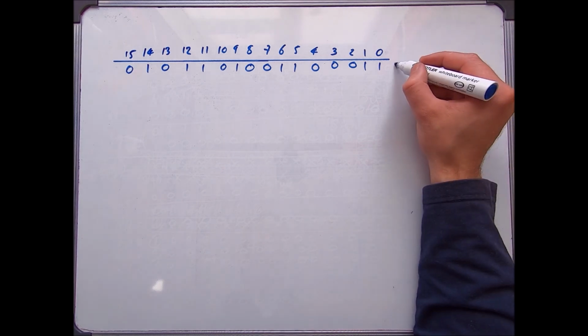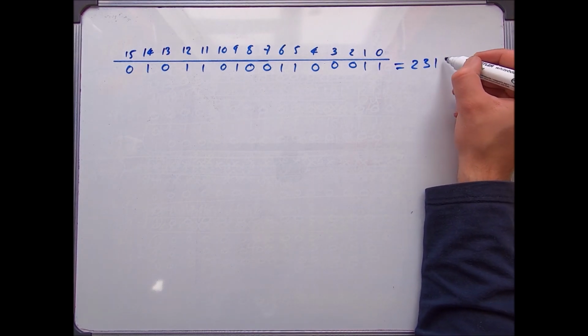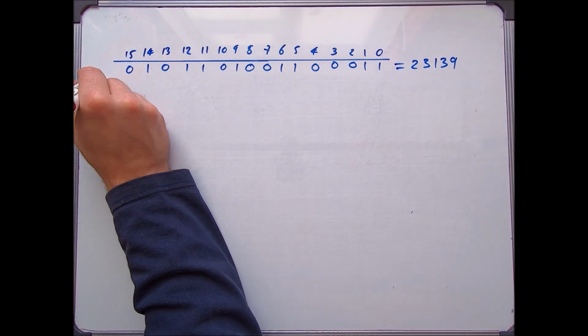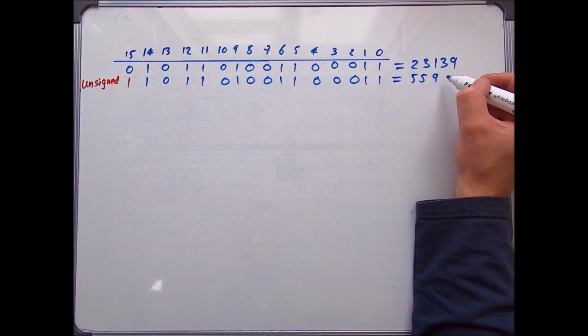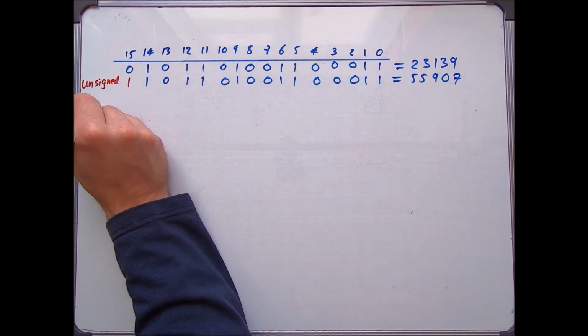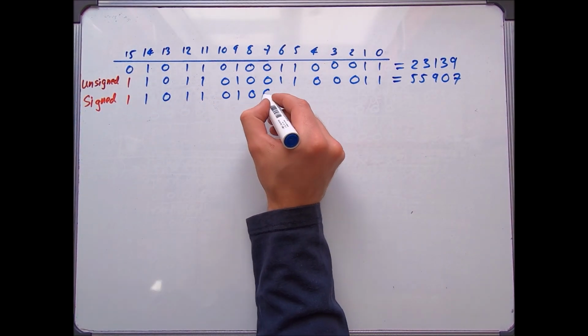I have a combination of bits with the most significant bit clear. The value it represents is 23,139. If I treat this number as an unsigned integer and set the most significant bit, the number becomes decimal 55,907. If I treat it as a signed integer, then the new number will be negative 9,629.